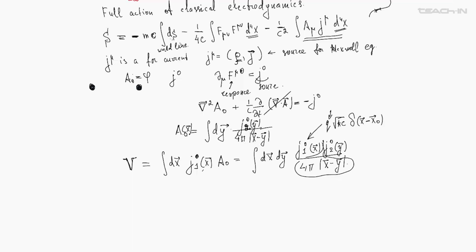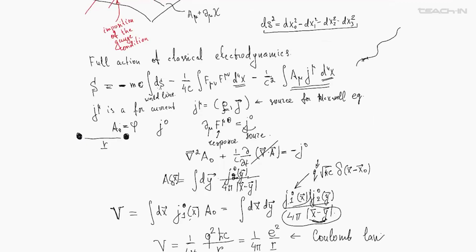For the potential, it will give us 1 over 4 pi q squared h bar c, because it comes from two sources, divided by r, where r is the distance. It comes from this term, the distance between these two charges, which is of course the same as 1 over 4 pi e squared divided by r, and this is Coulomb law. So essentially, Coulomb law comes due to this interaction term in the Lagrangian.